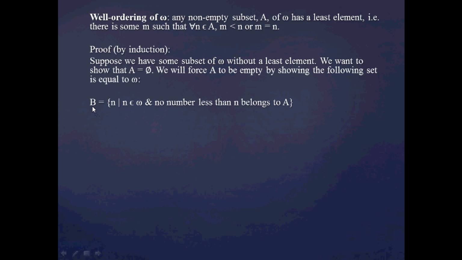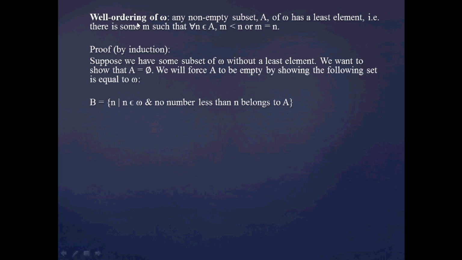This set is going to be B. It's going to be all the natural numbers n such that no number less than n belongs to A. This is the core of the argument. If I can show that B is equal to all of omega, that means A is the empty set. For example, if I show that the number 20 is in the set B, that means numbers like 17, 16, 4, 5 are not in the set A. And if I can show that B is all of omega, A can't have anything in it.